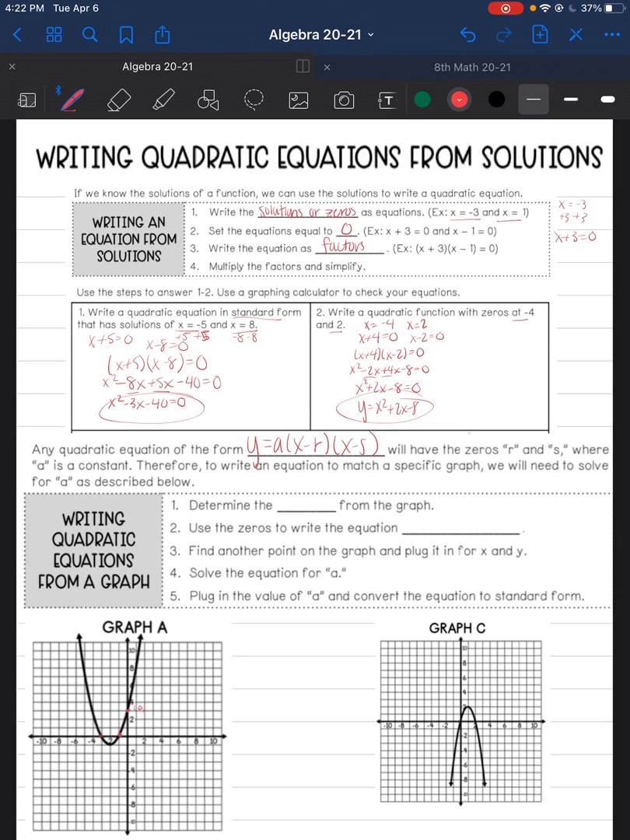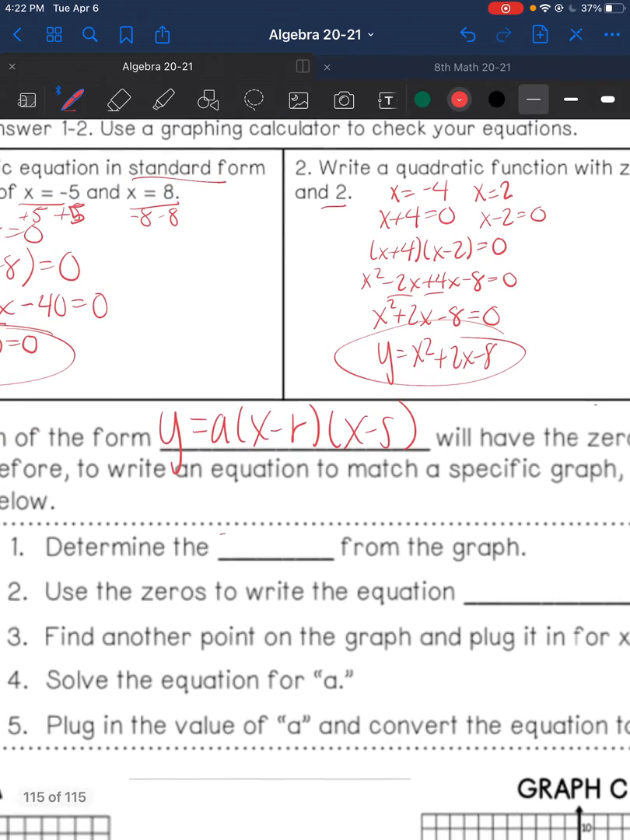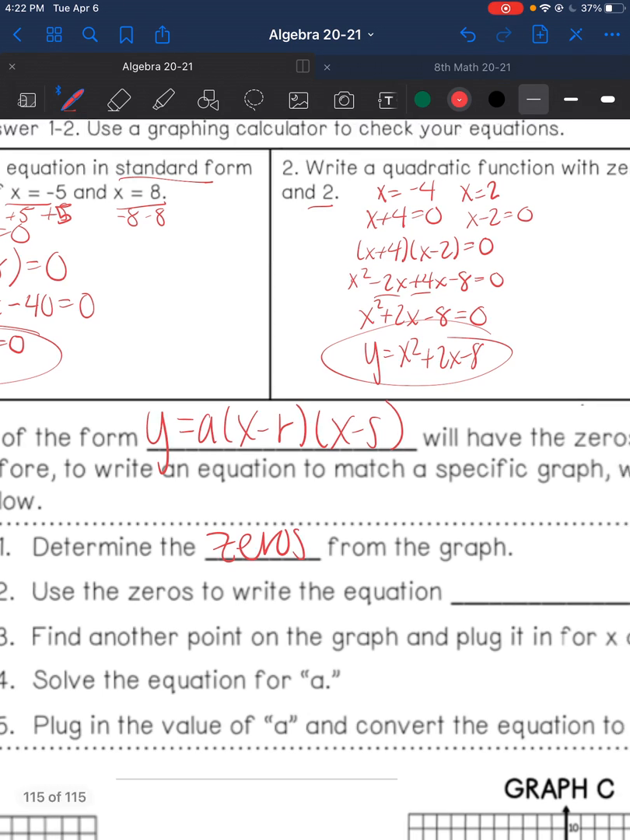Is it going to be the same width as the parent function? Is it going in the same direction? Those are the things that we're going to look for. So the first thing you have to do is determine the zeros or the solutions from the graph. Number 2, you're going to use the zeros to write the equation.